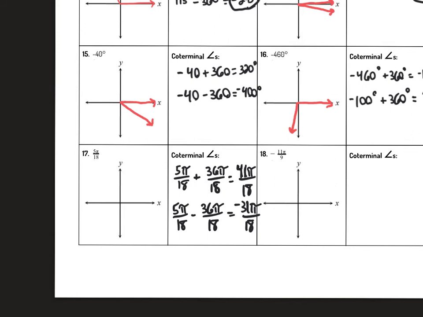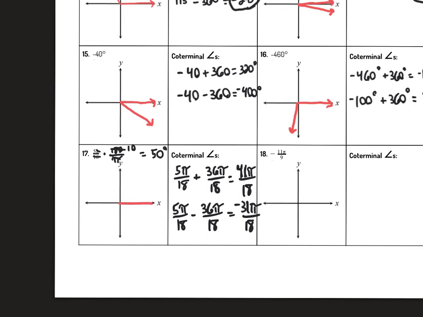But to graph this, I can't really understand where 5 pi over 18 is going to be, so I'm going to convert that into degrees. I'm going to multiply it by 180 over pi. The pi's will cancel. 18 and 180, 180 will become a 10. 5 times 10 is 50. That is simply 50 degrees. And I know what 50 degrees looks like.